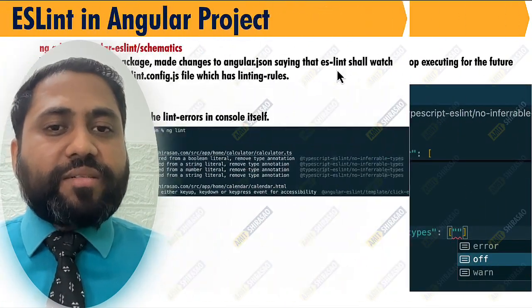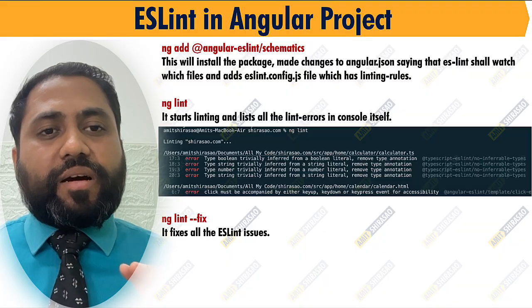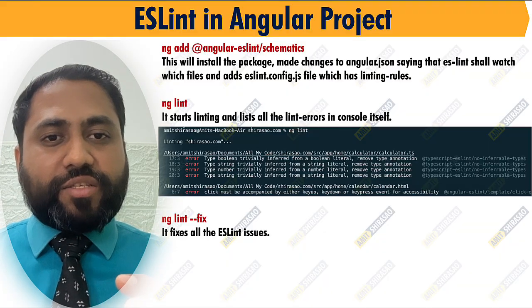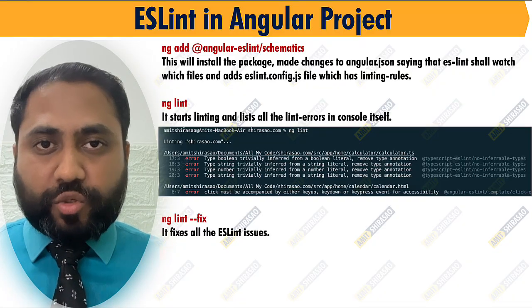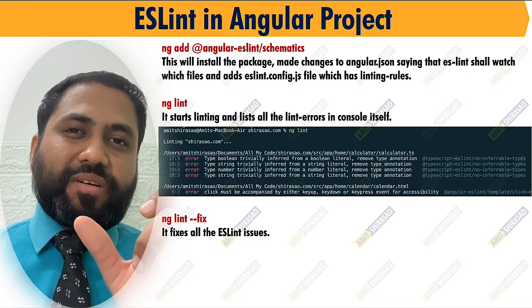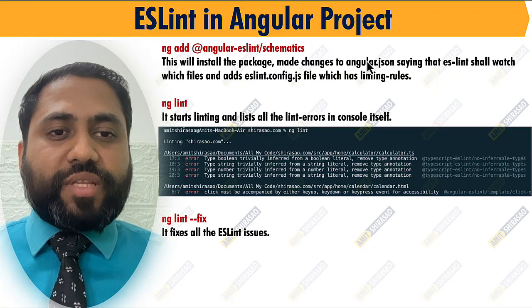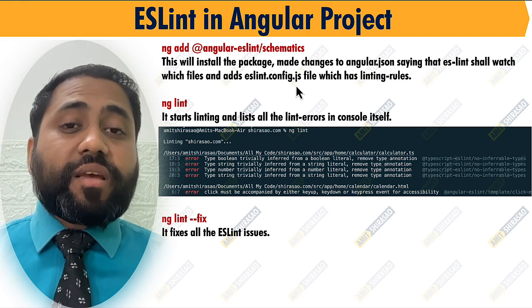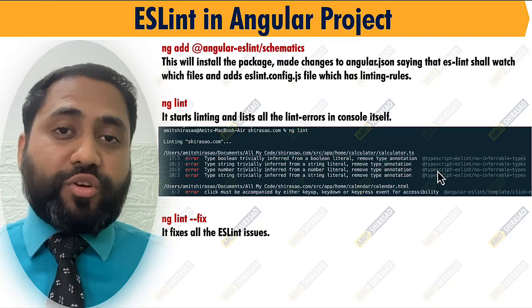In angular.json, what it has is it tells you which files should be linted, meaning which files should be analyzed by this tool. That is given as a regular expression for those files. So that is given in angular.json. And in eslint.config.js, what you have are the rules, which rules to apply and which rules not to apply.